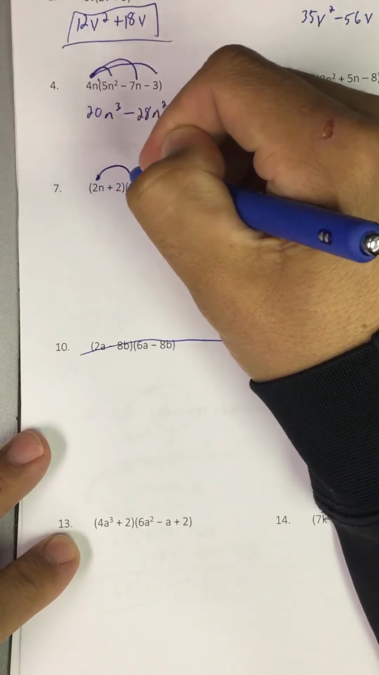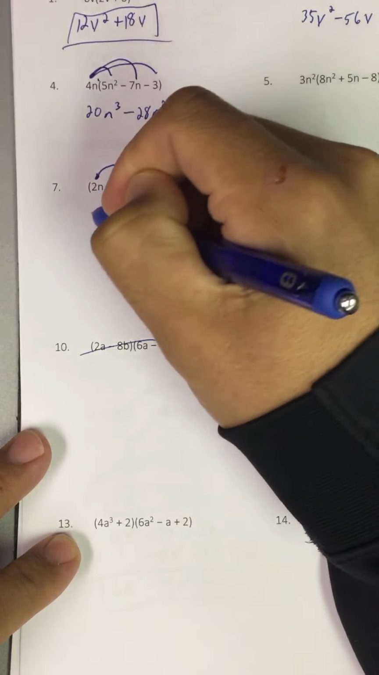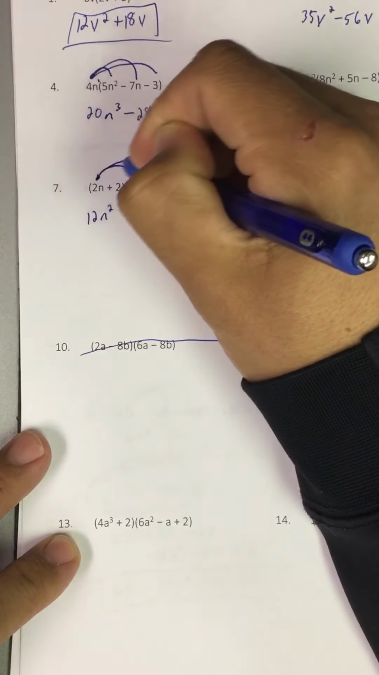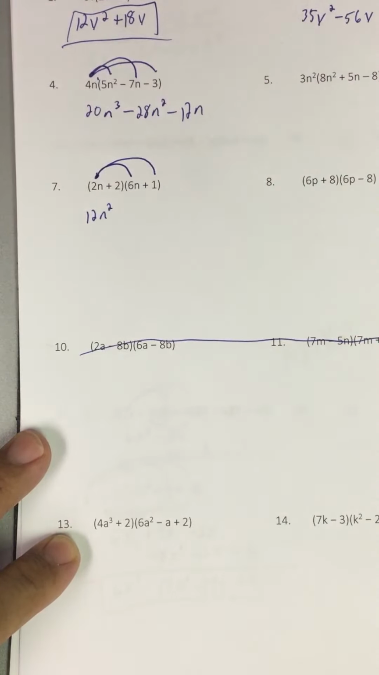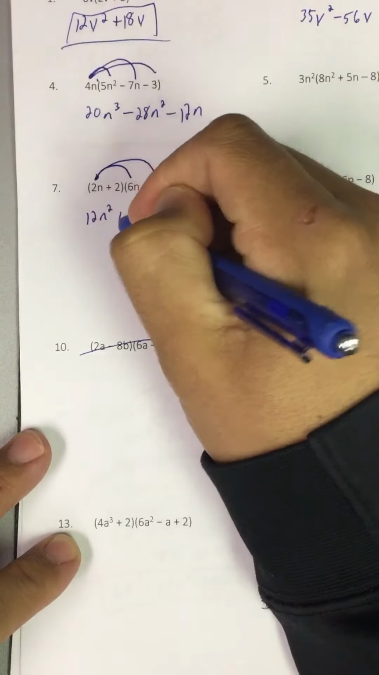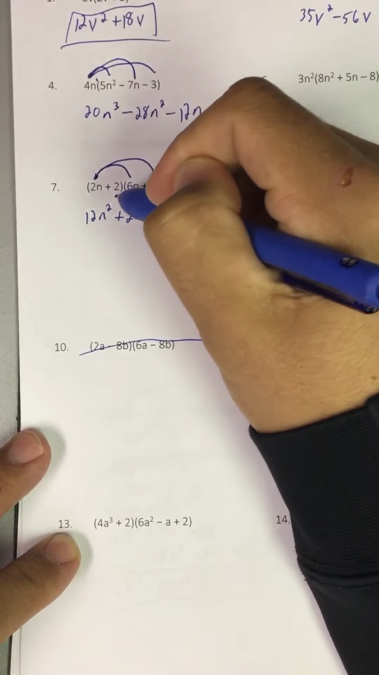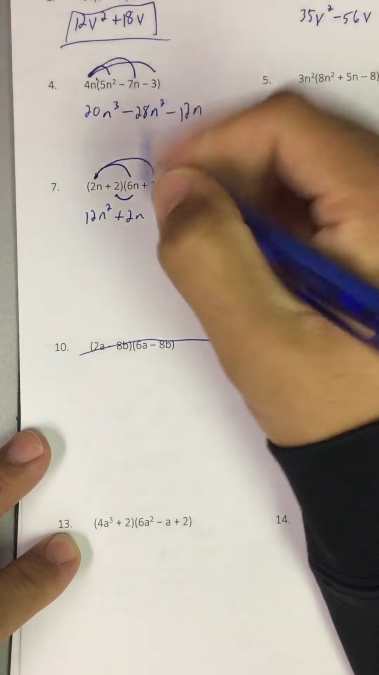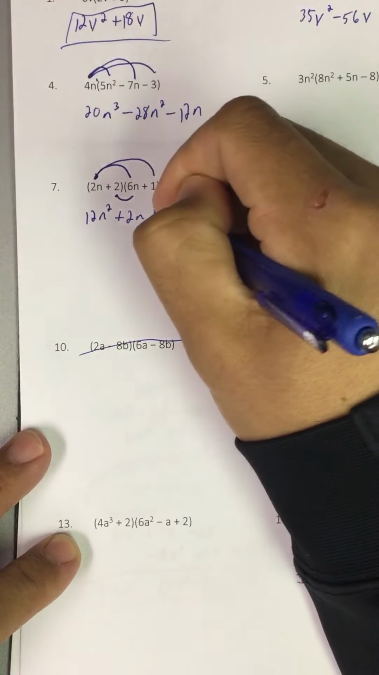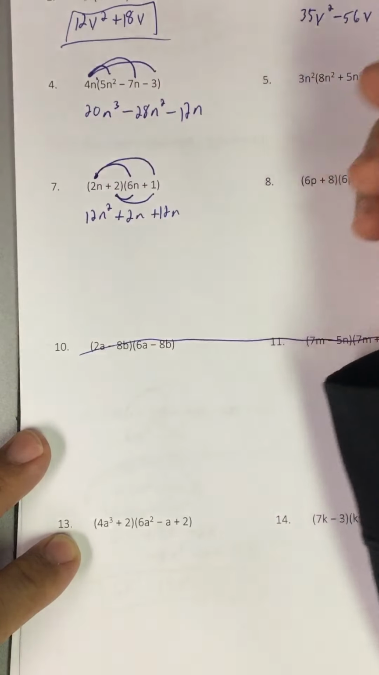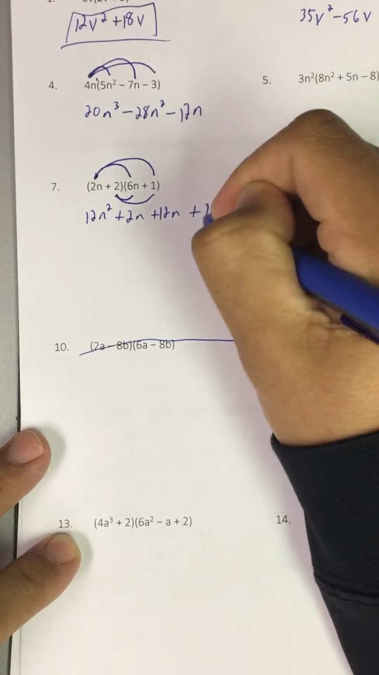So 2n times 6n, 2 times 6 is 12, n times n is n squared. Also 2n times 1 is just a positive 2n. Now I take this 2 and I multiply that by 6n. So 2 times 6 is positive 12n. Now I do 2 times 1. That's positive 2.